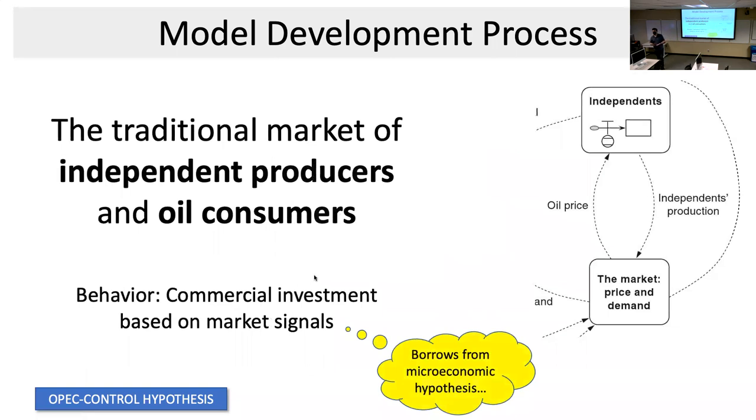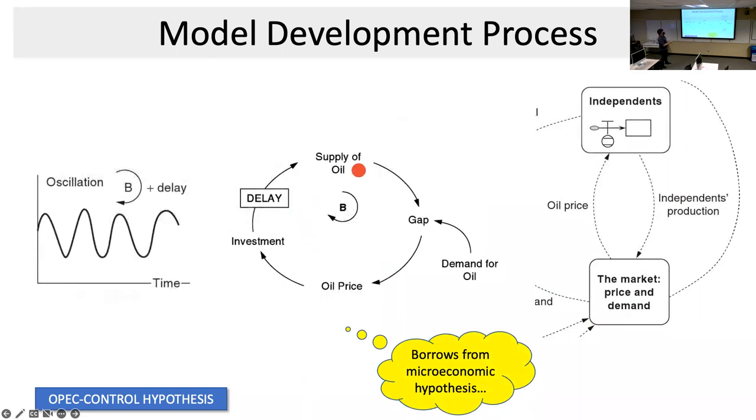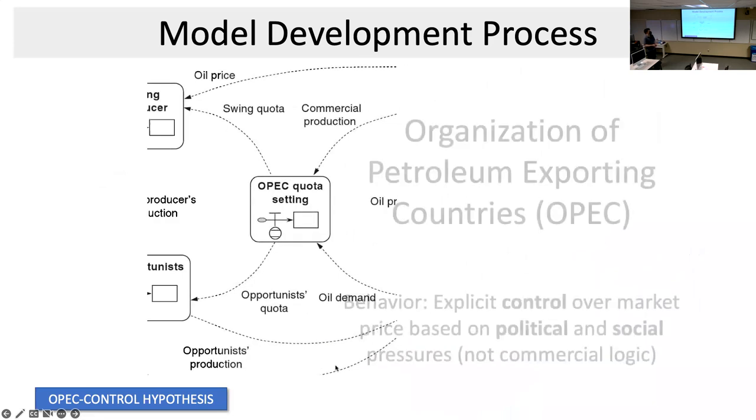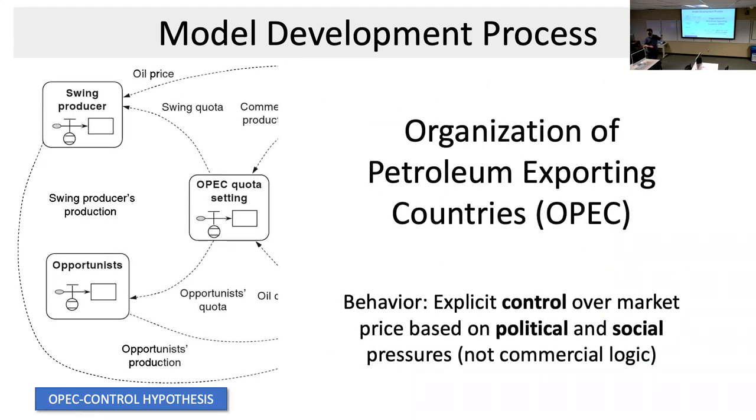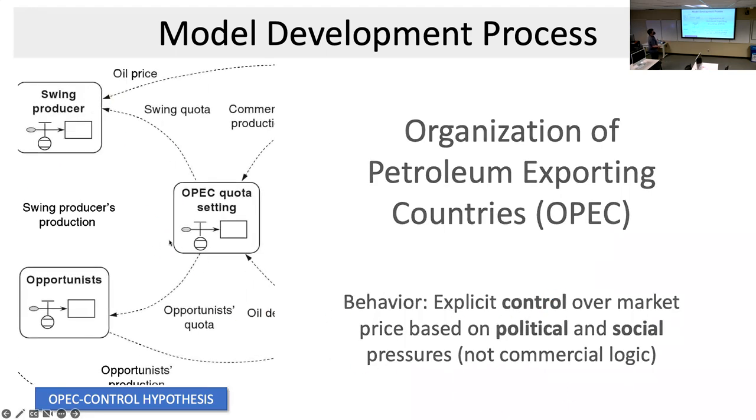So let's drill down and think about some of these sectors. Like I said, these two here are basically your traditional microeconomics. If we drill down into these boxes, we'll see gaps between supply and demand that cause the oil price to go up and down. Those happen here. Then we'll see an increase in investment with delay up here, which ends up dumping more oil into the market and changing the price. This is captured by this loop here. But then OPEC will be the thing that's fundamentally different. It has explicit control over the market, and internal pressures. So that's what we'll look at.